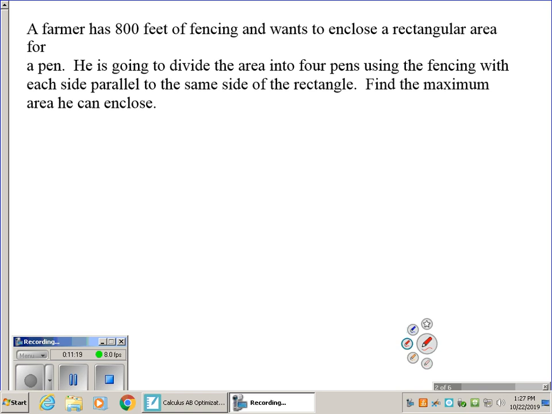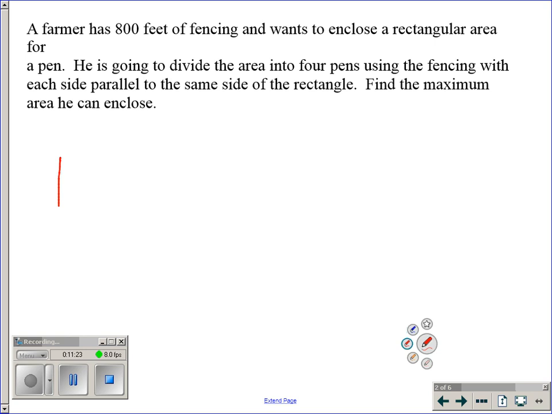So we have 800 feet here. It says we got a rectangular area for a pen. So let's draw that out first. Here is my rectangular area for this pen. I'm going to call this X. I'm going to call this Y. And it says he's going to divide the area into 4 pens using the fencing with each side parallel to the same side of the rectangle. Okay, so if I'm dividing it into 4 pens parallel, that's 1 pen, 2 pens, 3 pens, and 4 pens. So those are all parallel to one side.